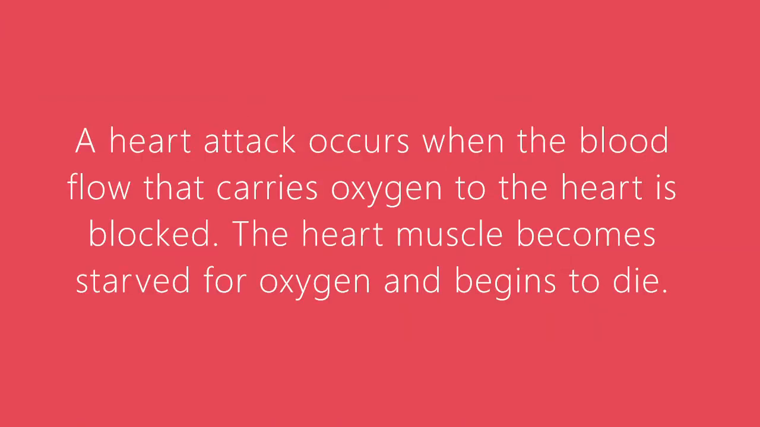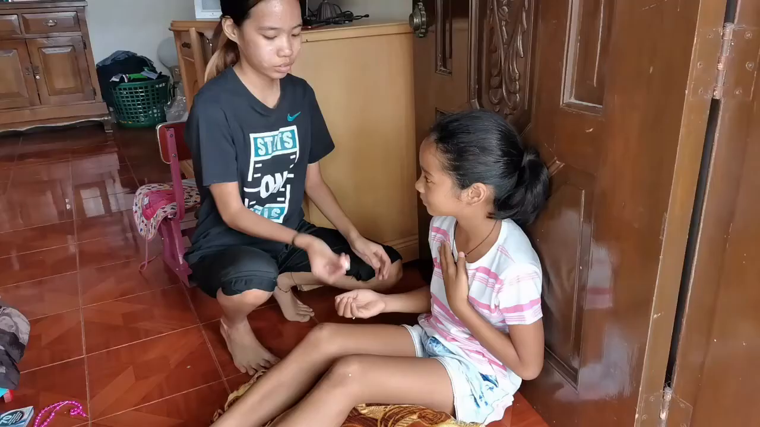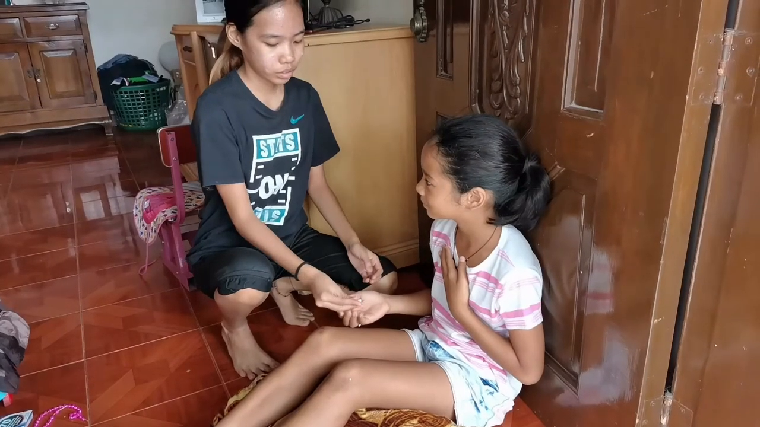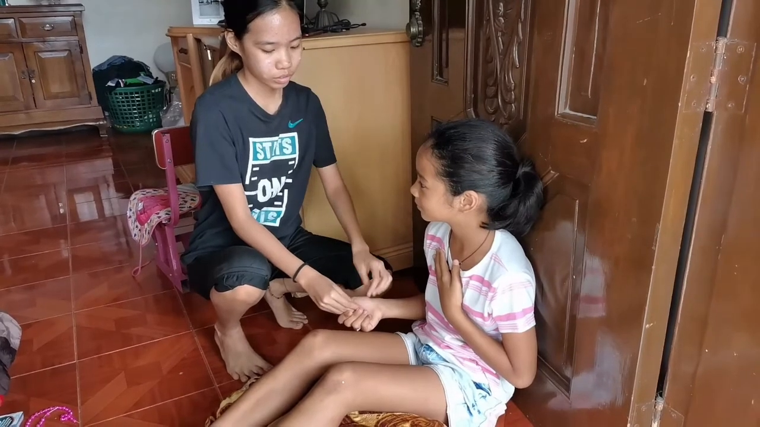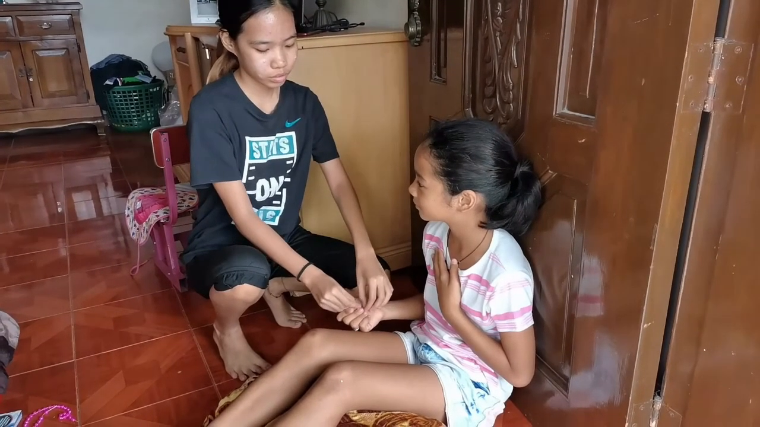A heart attack occurs when the blood flow that carries oxygen to the heart is blocked. The heart muscle becomes starved for oxygen and begins to die. What to do? First, call for emergency help straight away and tell them you think someone is having a heart attack. 2. Help move the casualty in a comfortable position.